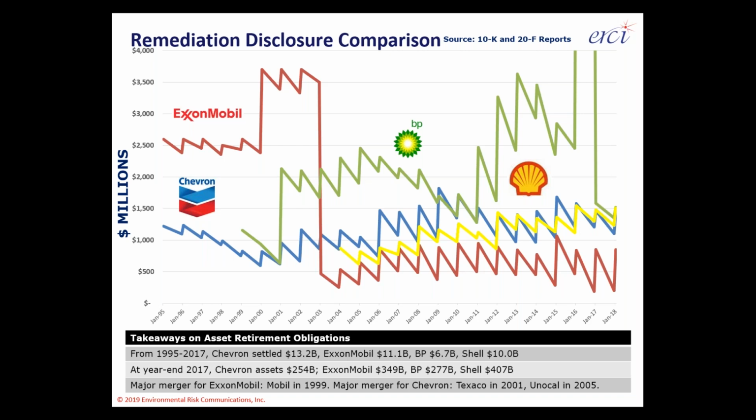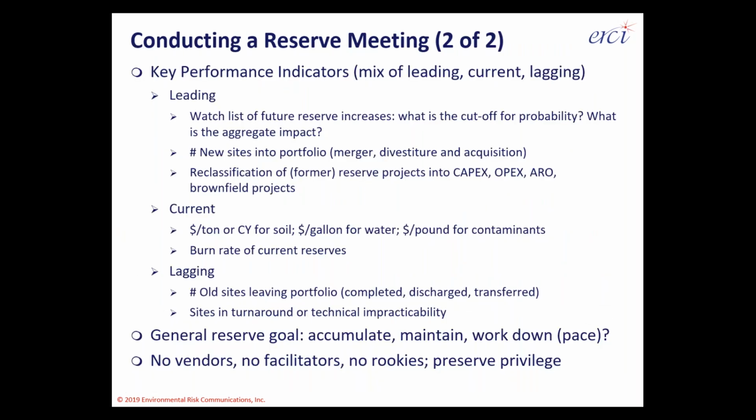And so again, all the environmental liabilities seem to be for the four super majors in this relatively narrow group of about $800 million to $1.5 billion across their international portfolios worldwide. So again, a couple of points about conducting a reserve review meeting.